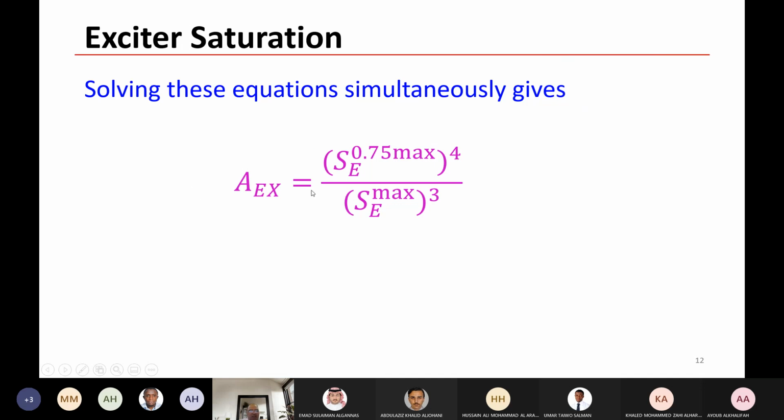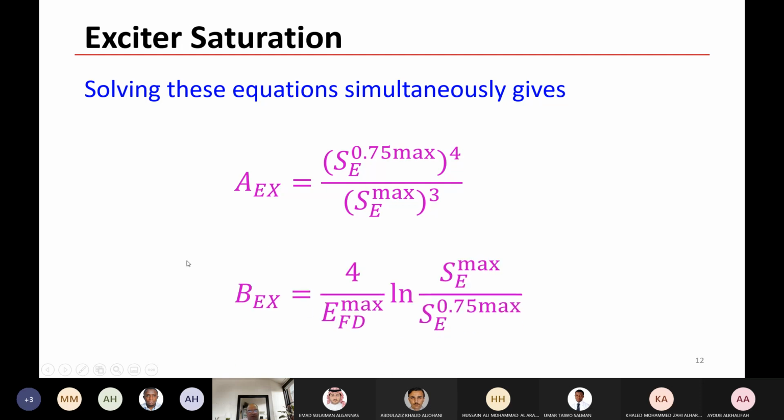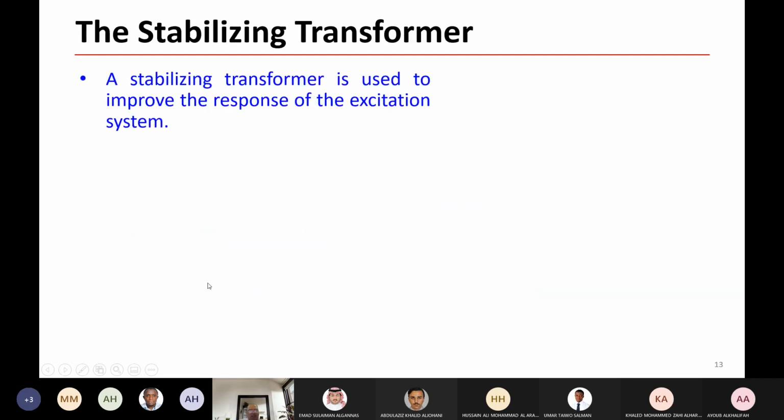So of course you can get A as such, SE over SE max to this power, and B if you get the len, so you can get this equation. So if you have A and B, you can express now SE at any value of EFD. You can have the value of SE. So if you have any value of EFD, you can calculate now how much the SE corresponding to this excitation level. You know now A and B. So this is the saturation curve.